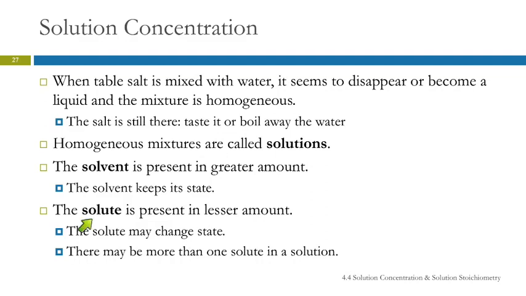The solute is the part of the solution, the part of the mixture that is present in lesser amount. The solute may change its state. So the salt here started out as a solid, now it's a liquid. It doesn't always do that, but it might. And you can have more than one solute in a solution, because you could also put some sugar into the water, and you could put some food coloring in the water, and you could put some cinnamon in there. I mean, my kids do stuff like that, and they make a horrible mess in the kitchen, right? You can put lots of different things in there. So there's one solvent, there's one or more solutes.